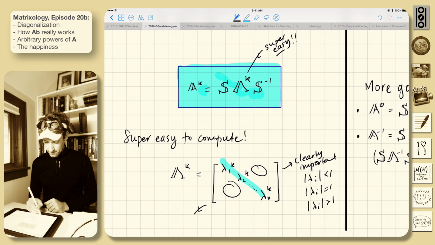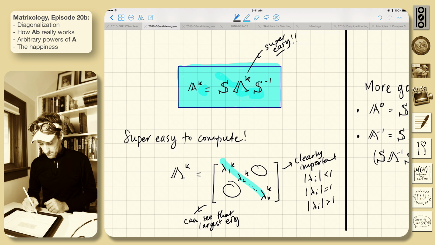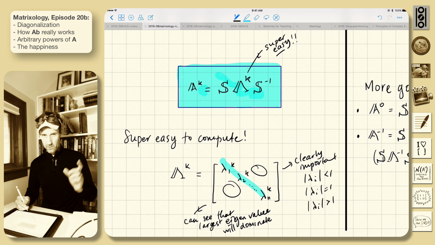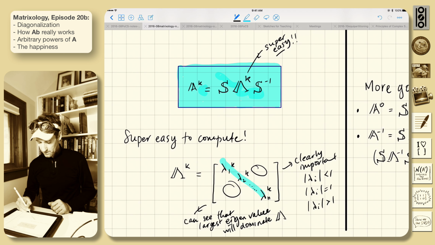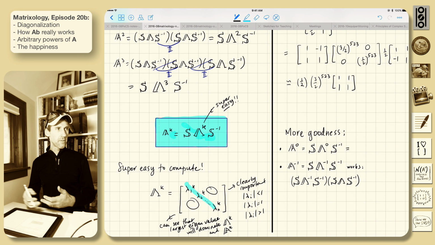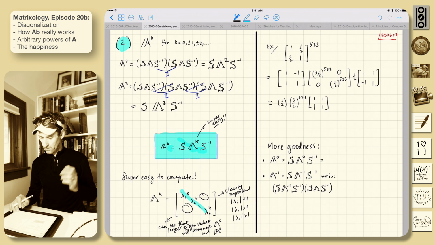We can see that the largest eigenvalue and the eigenvector associated with it will dominate. And it could be repeated, lambda to the k, and therefore A to the power of k. Right, so this is a very important thing. The largest eigenvalue is a big deal. It's a big deal by magnitude.